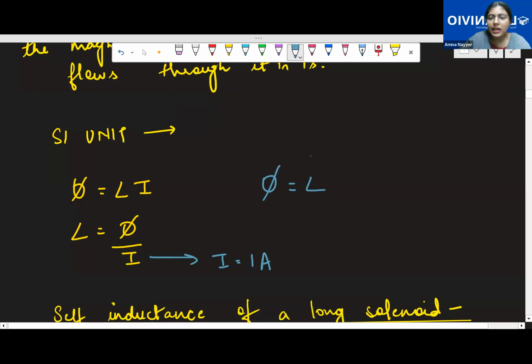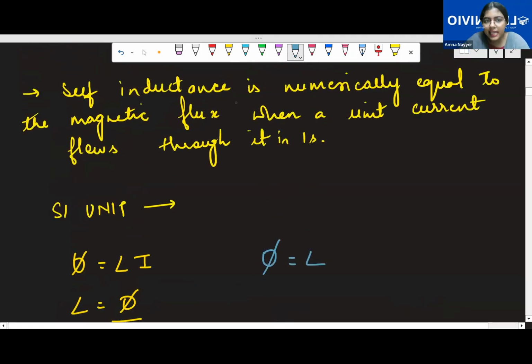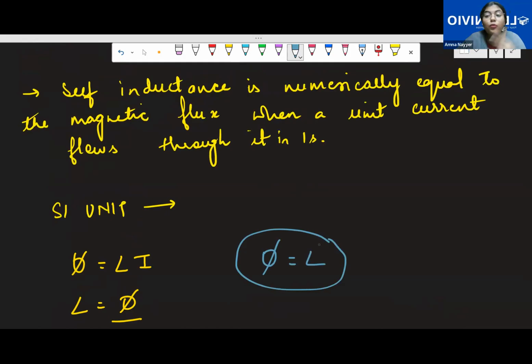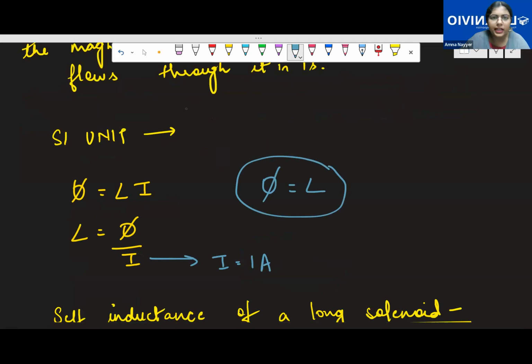So see, when we say current is 1, basically when do we have current 1? 1 coulomb flows in 1 second. So we can say self-inductance is numerically equal to magnetic flux. This is numerically equal, but at what condition? When unit current flows through it in 1 second, when there is unit current flowing through it. So this is just one way of defining it.